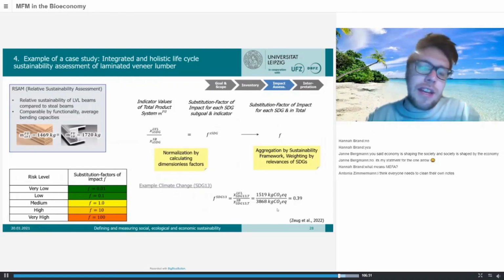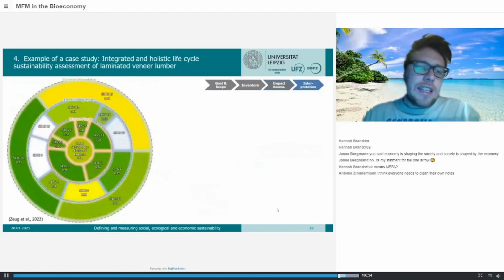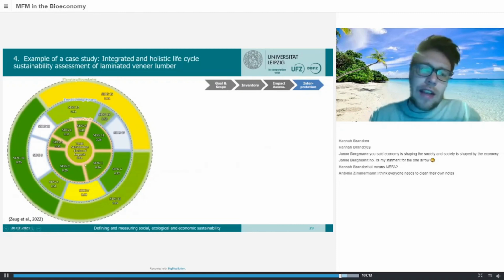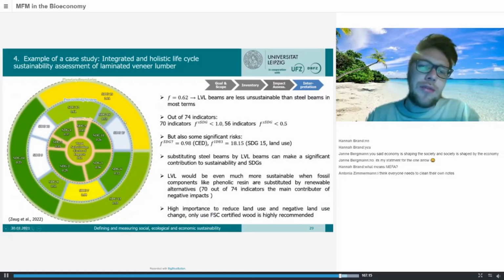And this we can do for every indicator, and you get results like this. So you see again the societal needs, the provisioning system, and the planetary boundaries. And for every one of the SDGs, you can see that we have impact factors. Our total substitution factor is 0.62. That means for all social, ecological, and economic impacts, LVL beams are less unsustainable than steel beams in most terms. We can also see that 70 indicators have a substitution factor below 1.